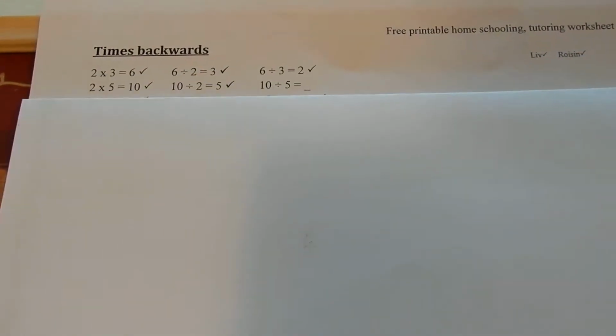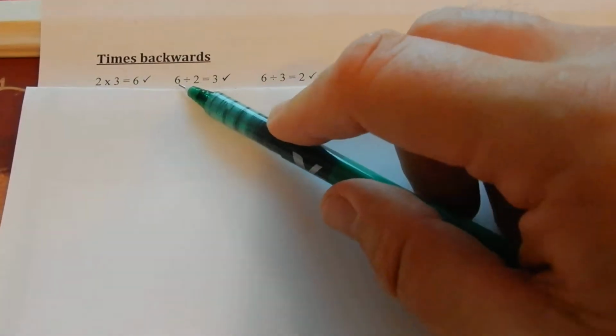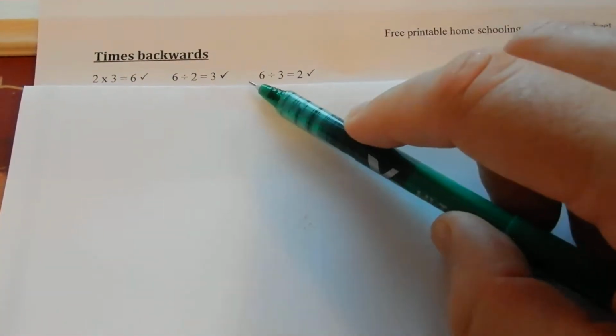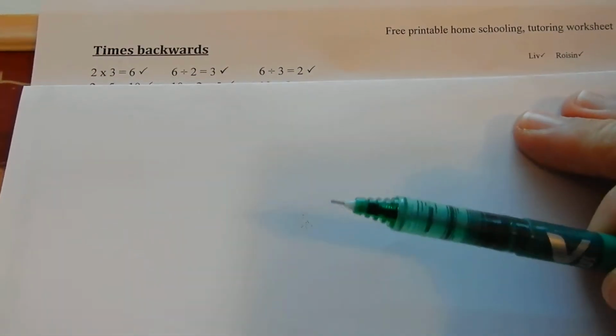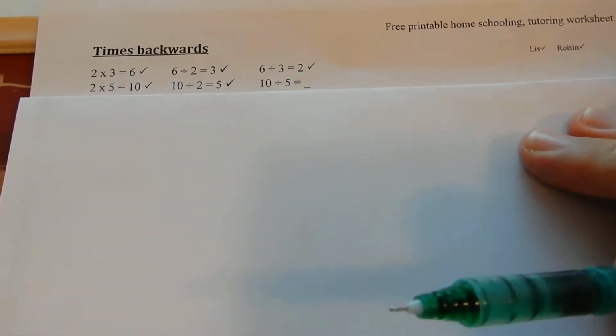Divide is times, just backwards. Going backwards. Because 2 times 3 is 6. 6 divided by 2 is 3. 6 divided by 3 is 2. That's called a triad. 2, 3 and 6, they work together.